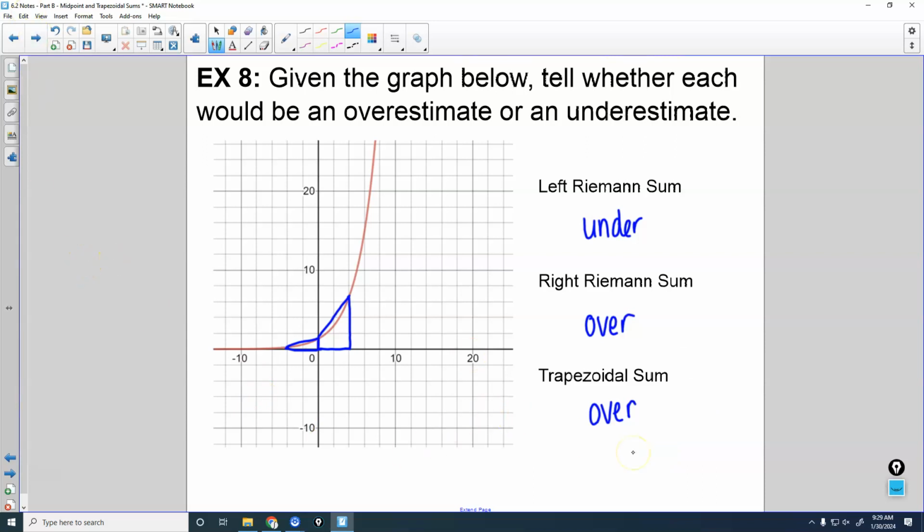Trapezoid's over on that one. You have to have the end points of your trapezoid on the function. So you could, but it wouldn't be a correct trapezoidal sum. Just draw like a little one.